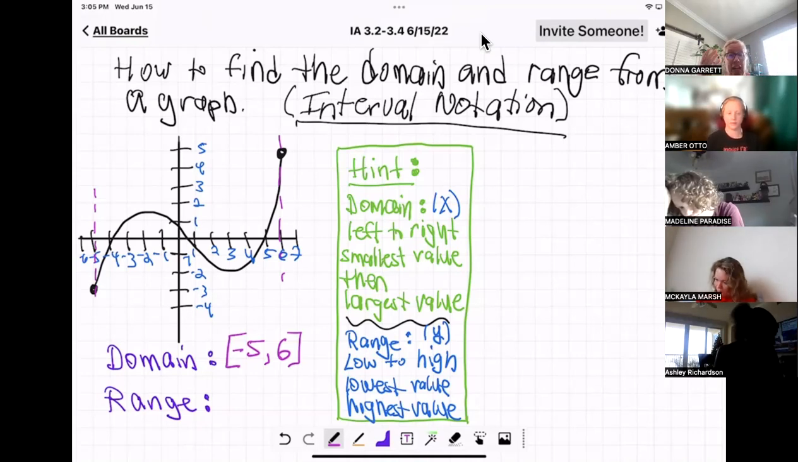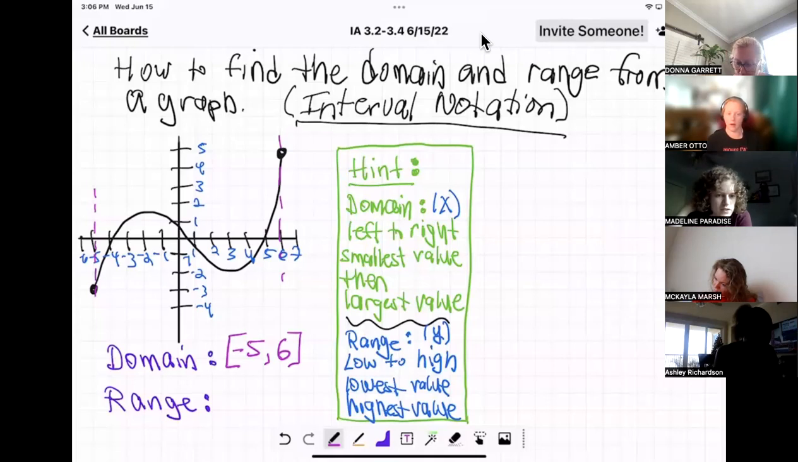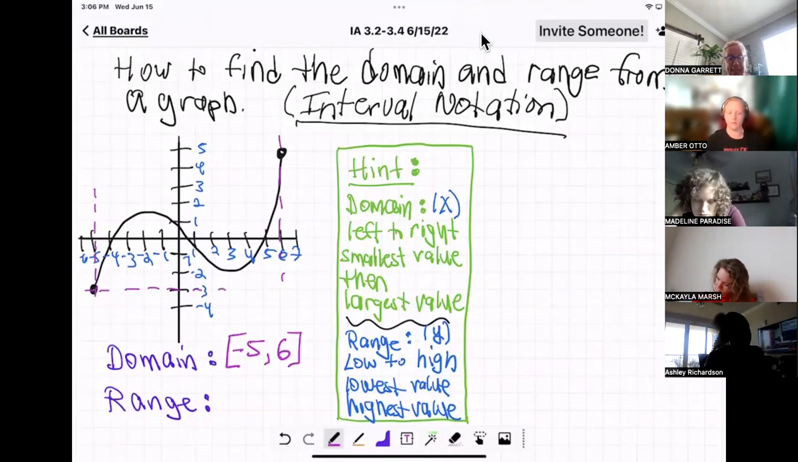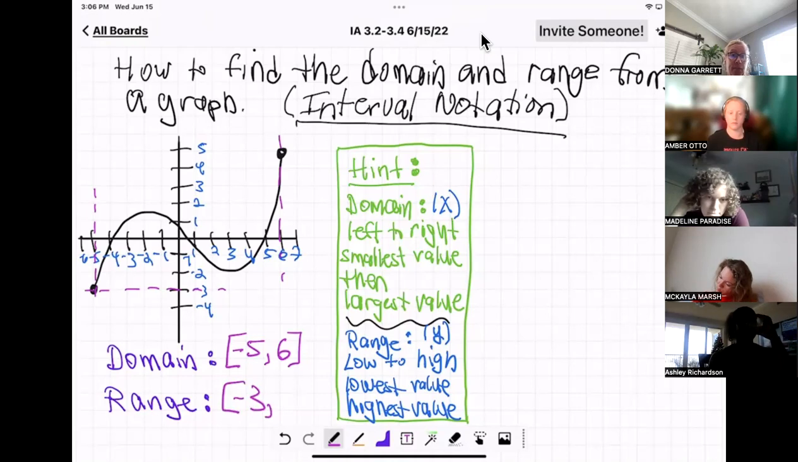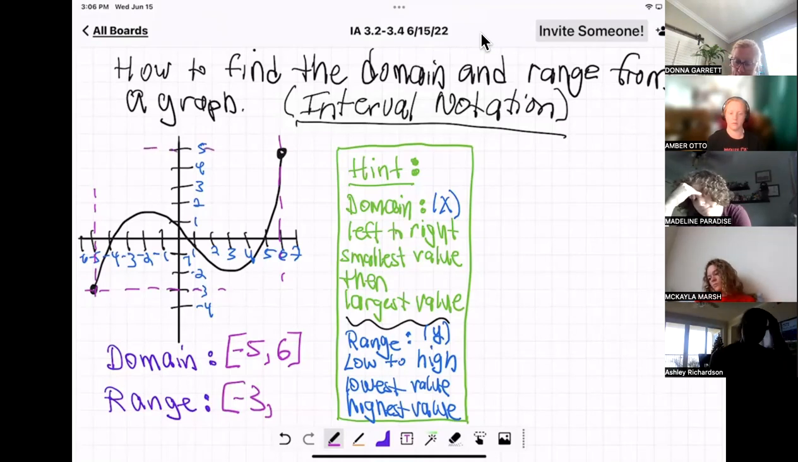Okay, now, range, low to high. What is my lowest Y? Okay, so then I gotta look at the Y axis. My lowest Y is -3, and it's a solid circle, so it's a bracket again. It's equal to -3. What is my highest Y? Well, on the Y axis, this is my highest Y, and that would be 5, which is also a bracket because it's equal to.